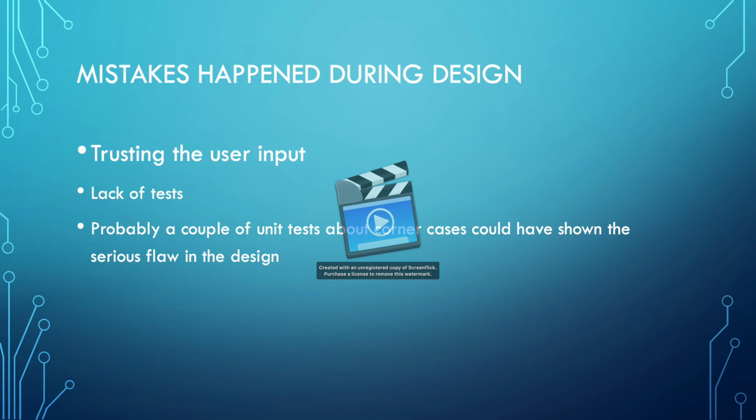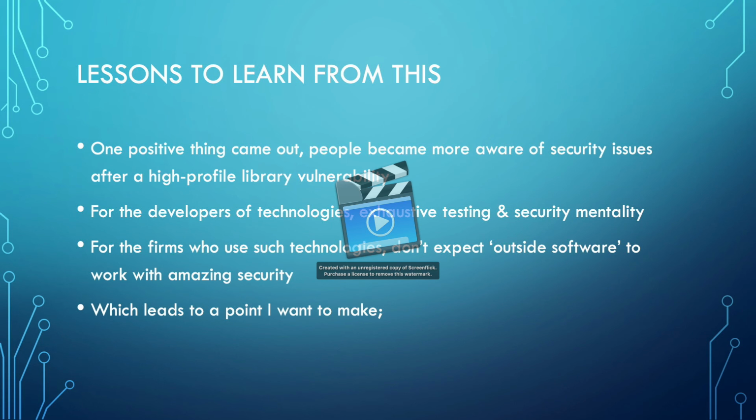And most likely a couple of unit tests about corner cases could have shown the flaw in the design. Basically, they could have tried, the user provides a 5-letter word, but maybe they've written 50 by mistake. Let's see what happens. And then this could have shown that there's a problem waiting to arise with that. And then there are at least a couple of lessons to learn from this.